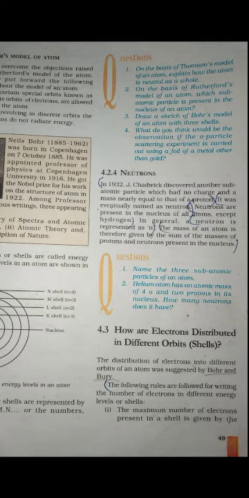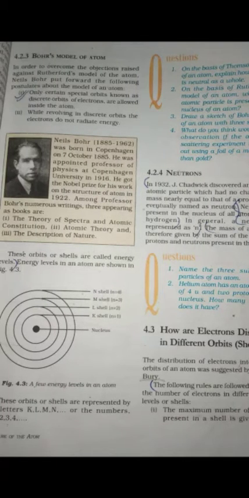So what is atomic mass number? The atomic mass number is given by the sum of the number of protons and the number of neutrons. Now where are these neutrons present? These neutrons are also present in the nucleus. So in the nucleus, what actually is present? Protons and neutrons, because the atomic mass is present in the nucleus.